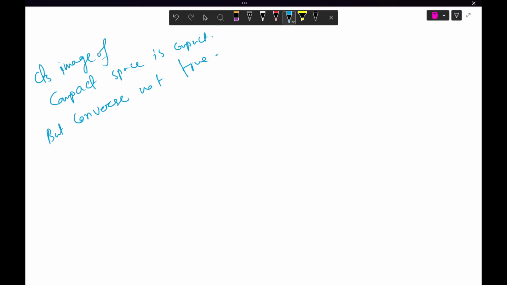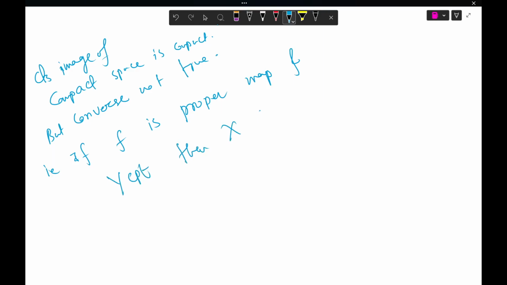So that is, if F is a proper map and Y is compact, then X is compact. That is, if we assume the properness of F, then the codomain being compact implies the domain is compact. Okay. So this is the fact.